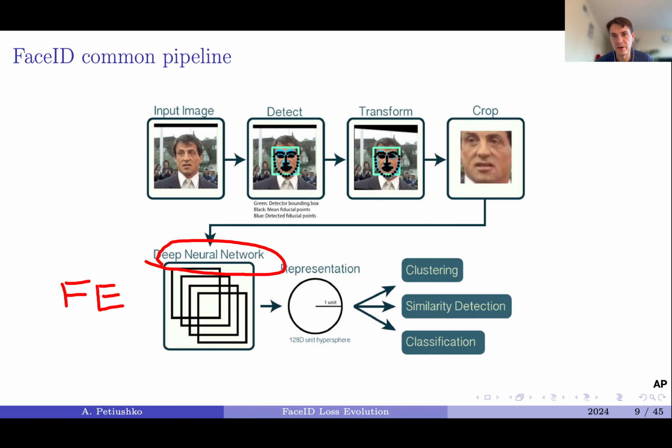And this feature extractor just provides us some representation, in this case in just 128 dimensions, but it doesn't matter. Based on this representation, it just, for example, 128 units, we can make on top of it a lot of tasks and try to solve them. For example, clustering, similarity detection, classification, face ID, face verification, emotion recognition, etc., etc. And everything will be done on top of this representation.